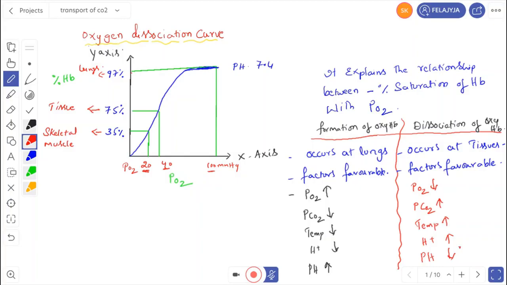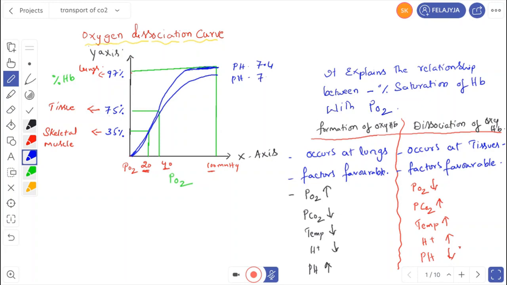At tissues, the partial pressure of oxygen will be 40 mmHg. Then the percentage saturation of hemoglobin will be 75%. Okay. Then at tissues, due to breakdown of oxyhemoglobin, the oxygen dissociation curve shifts towards the right side.